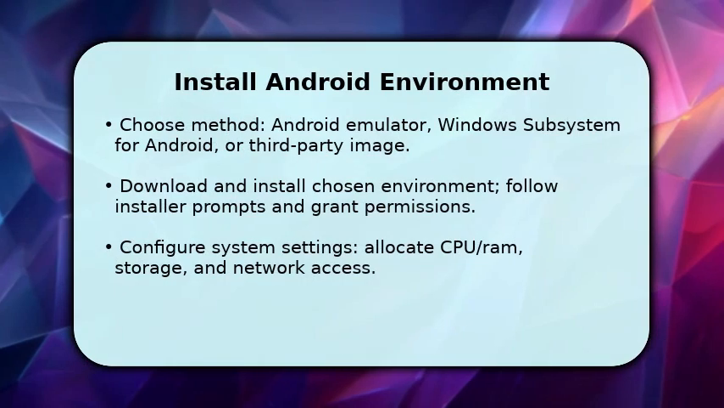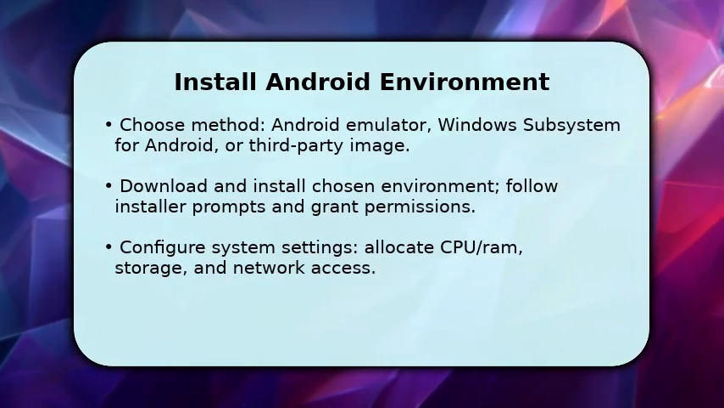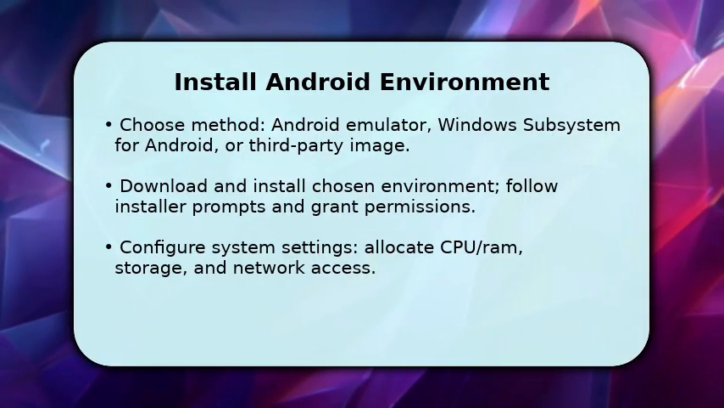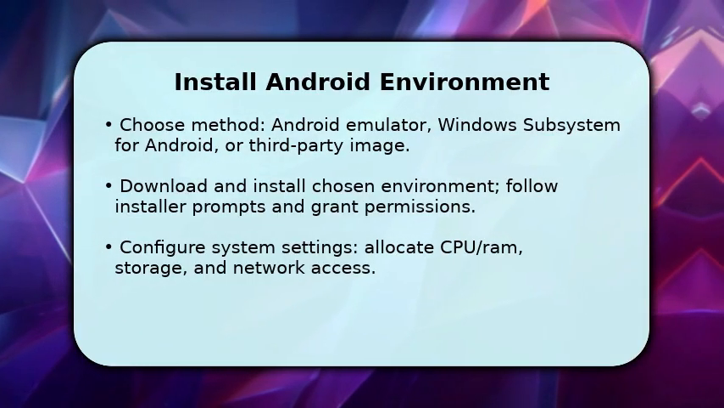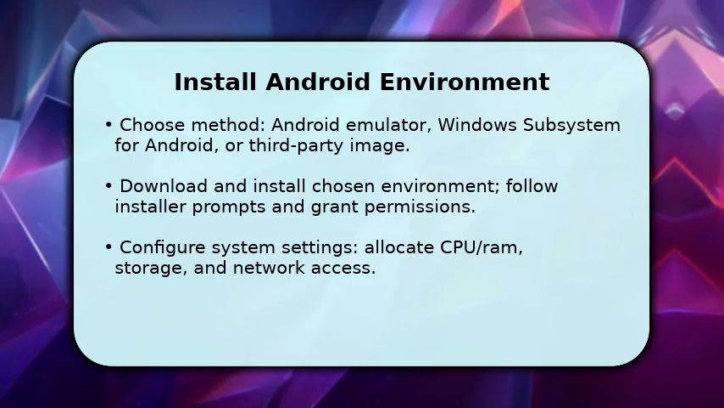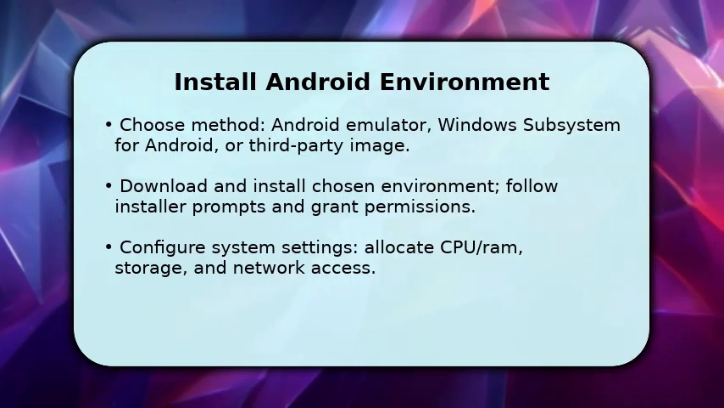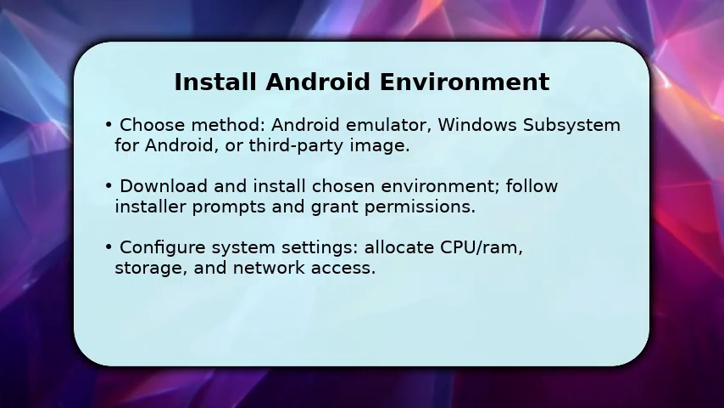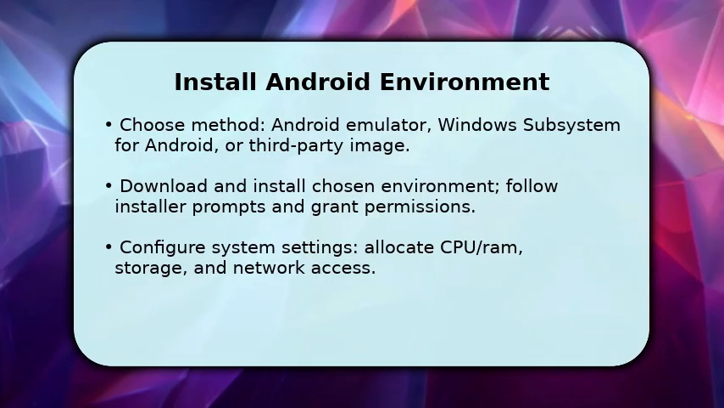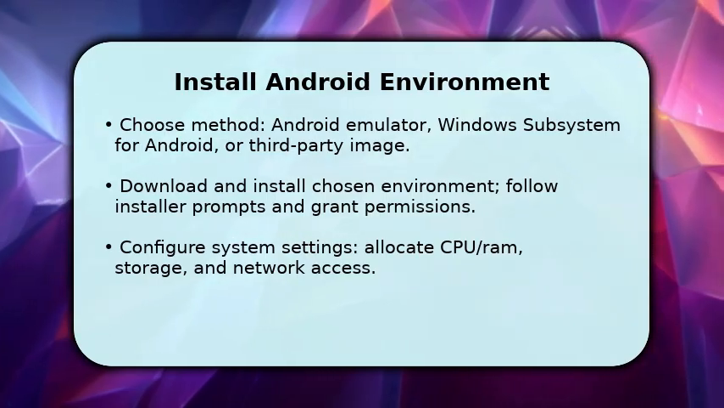Now you install the Android environment where Play Store will run. Choose between an official subsystem, Windows subsystem for Android, Google-compatible emulator, or a third-party Android image. Pick one that matches your OS and hardware. Download and run the installer, follow prompts, and grant required permissions so the environment can access storage and network.